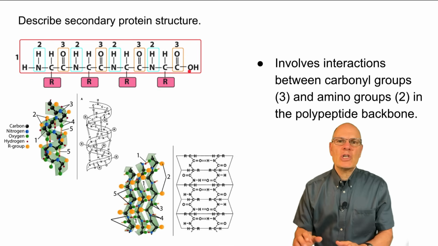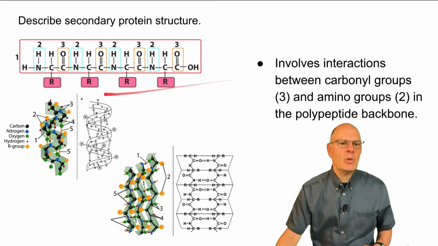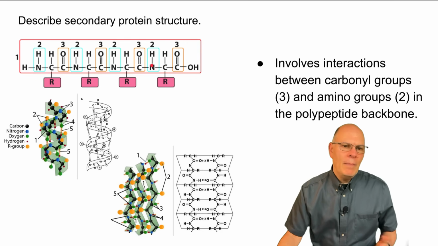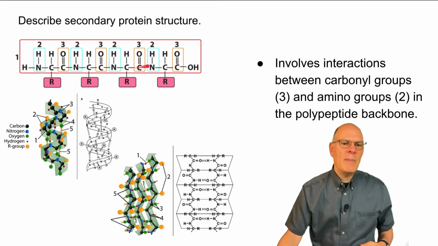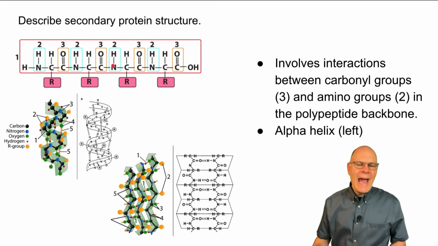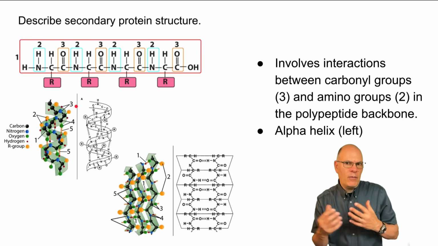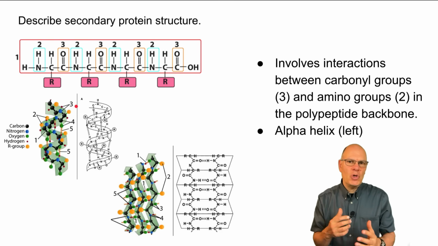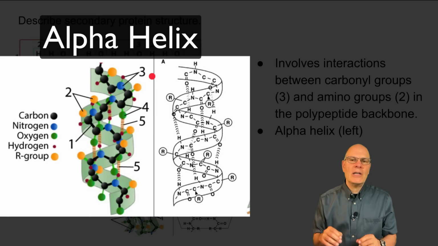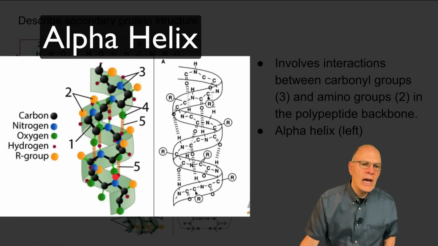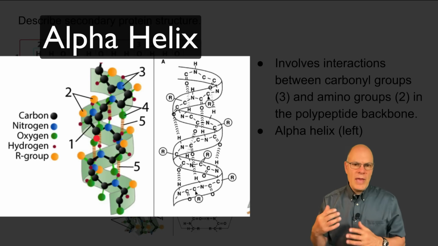The secondary structure emerges as interactions between the carbonyl groups over here and the amino or amine groups over here within the polypeptide backbone. Interactions between these amine groups and these carbonyl groups form hydrogen bonds and stabilize certain shapes. One of the shapes to know about is called an alpha helix, a kind of corkscrew over here. You can see there's a hydrogen bond stabilizing this, hydrogen bond, hydrogen bond. So that forms that shape.